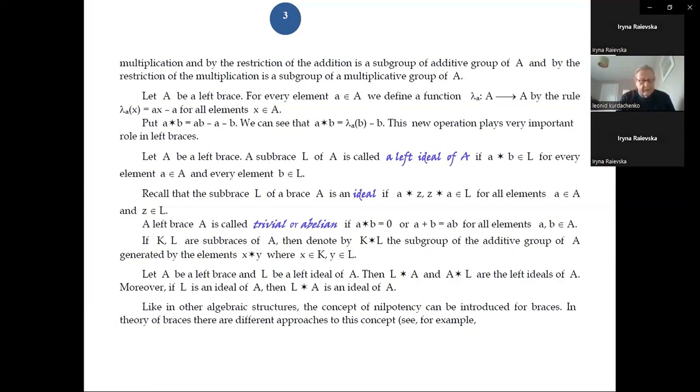Next, let L be a left ideal of A. Then L * A and A * A are left ideals of A. Moreover, if L is an ideal of A, then A * L is an ideal. But we cannot say the same about A * A.